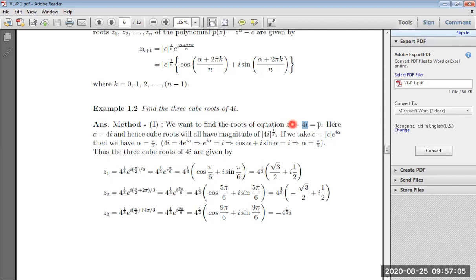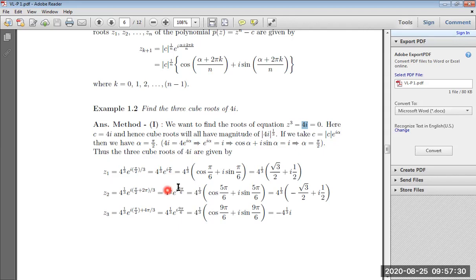Now, to find the second root, you take k equal to 1 and substitute here. Alpha is equal to pi by 2 and k is equal to 1. Simplify, n is equal to 3. So that gives this one. So this is nothing but 5 pi by 6. So this is the magnitude, the 1 by n power of the magnitude, it remains as it is here.